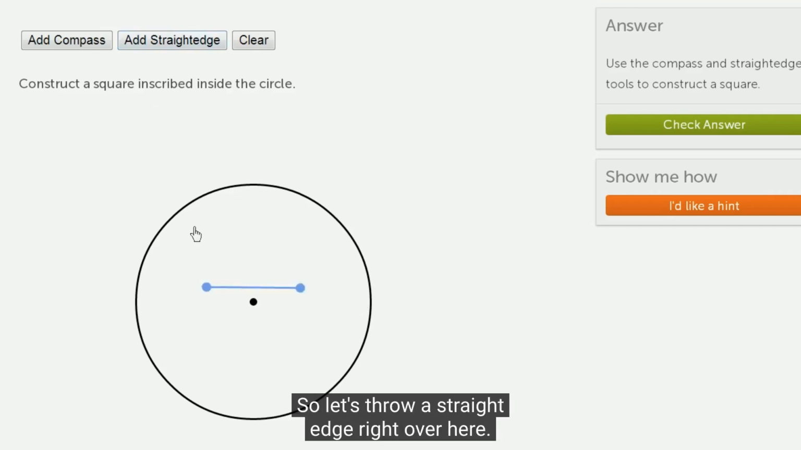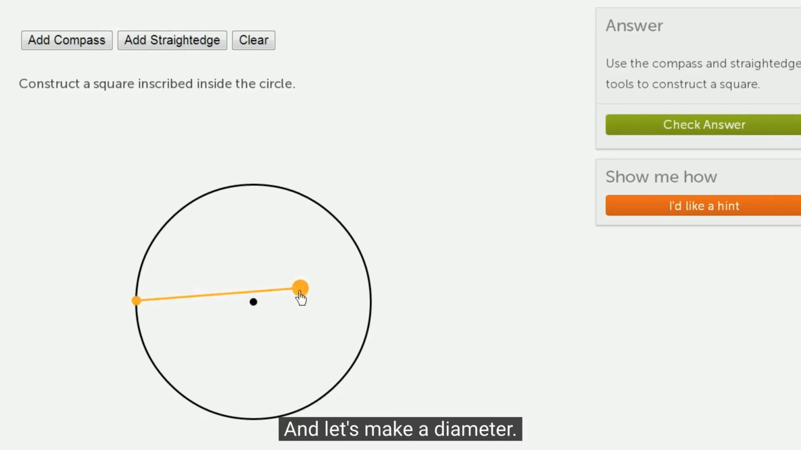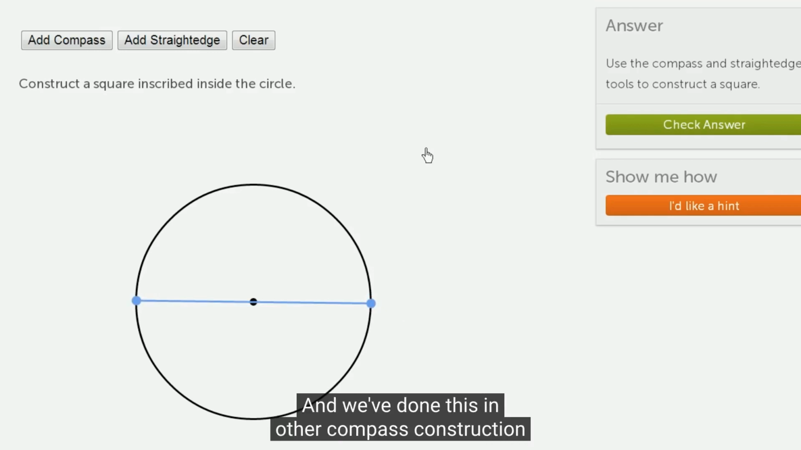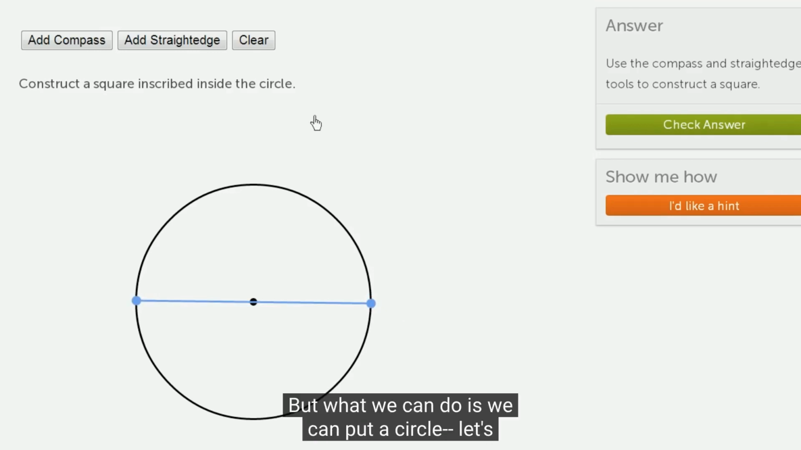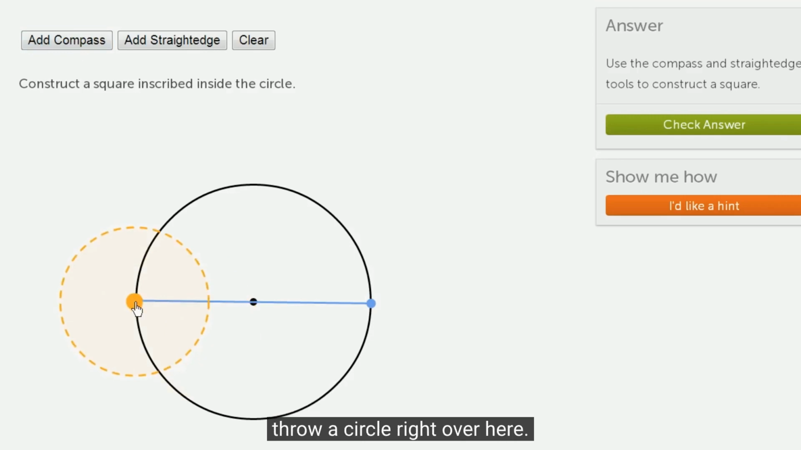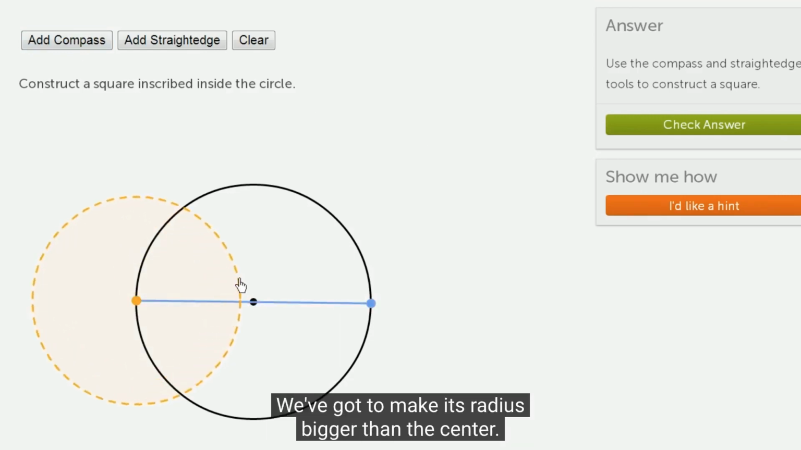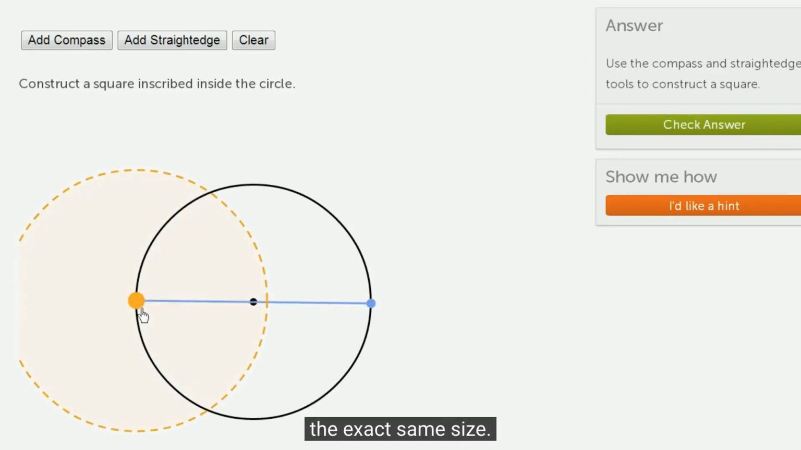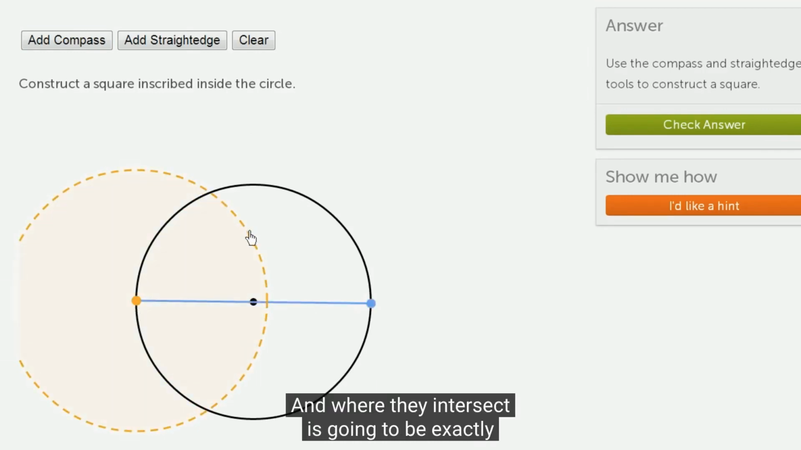So let's throw a straight edge right over here and let's make a diameter. That's a diameter right over here. It just goes through the center of the circle and to two sides of the circle. And now let's think about how we can construct a perpendicular bisector of this. We've done this in other construction videos. What we can do is put a circle right over here. We have to make its radius bigger than the center. And we're going to make another circle that's the exact same size, and where they intersect, those two points of intersection are going to be along a perpendicular bisector.